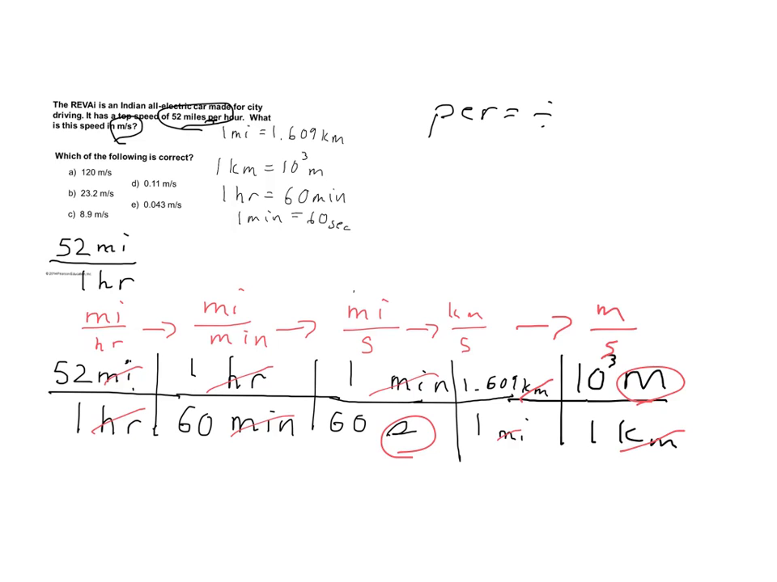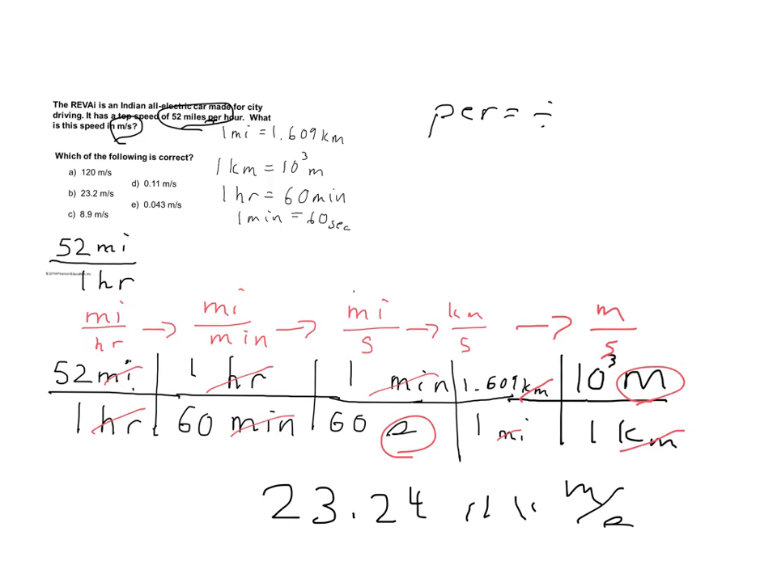Since I have the units I want, I can now multiply everything on top and divide by everything on the bottom. When I punch it all into my calculator, I get 52 times 1.609 times 1,000, divided by 60, divided by 60, which gives me 23.241111 meters per second, as the calculator lies.